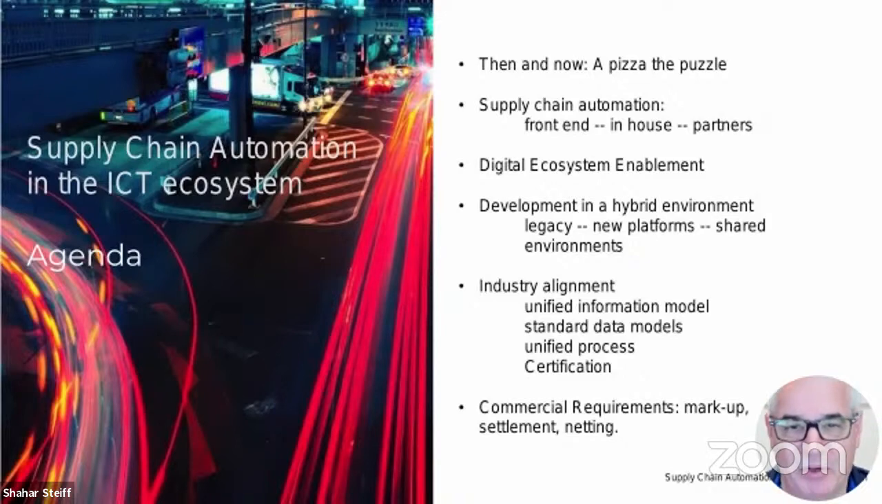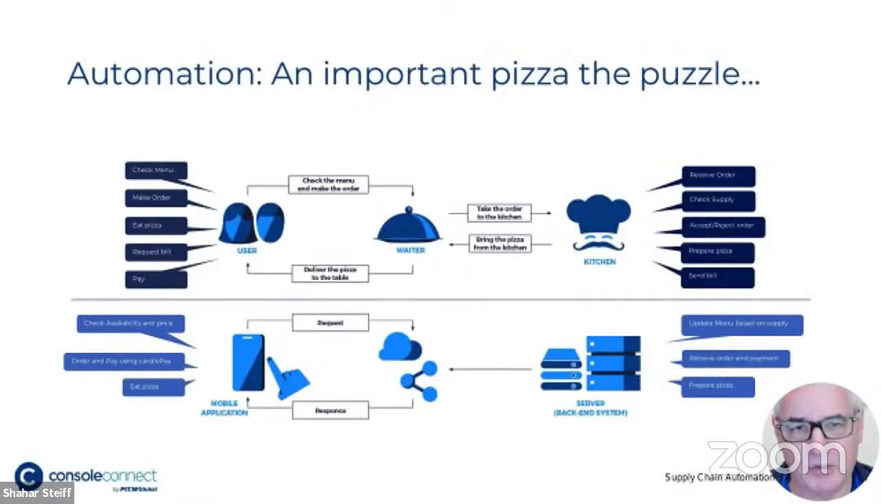So development in hybrid environment, legacy, new platform, shared environments, then industry alignment, unified information models, standard data models, unified process certification, commercial requirements, markup, settlement, and netting. The commercial requirements, which include markup, settlement, and netting, of course, are very important. But let's start with an example about a pizza.